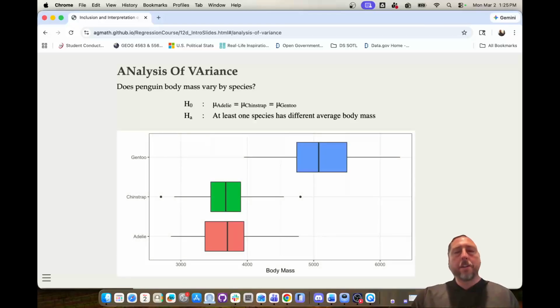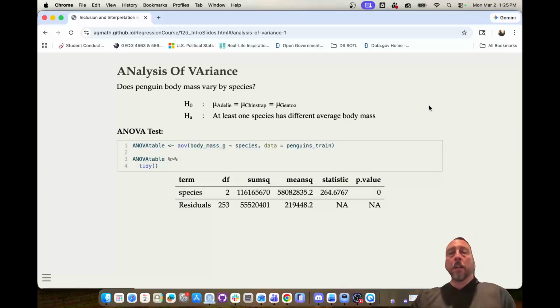Here's a box plot showing the body masses on the training data, and we can see that the Gentoos do seem to have a larger body mass visually. The Chinstrap penguins and Adelie penguins are similar to one another. So we can construct an analysis of variance. This is not using the tidymodels framework. It's not using a true linear regression model at all.